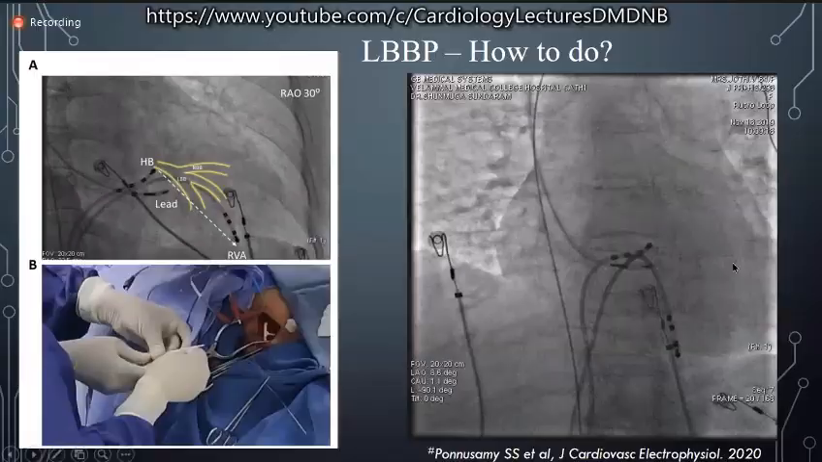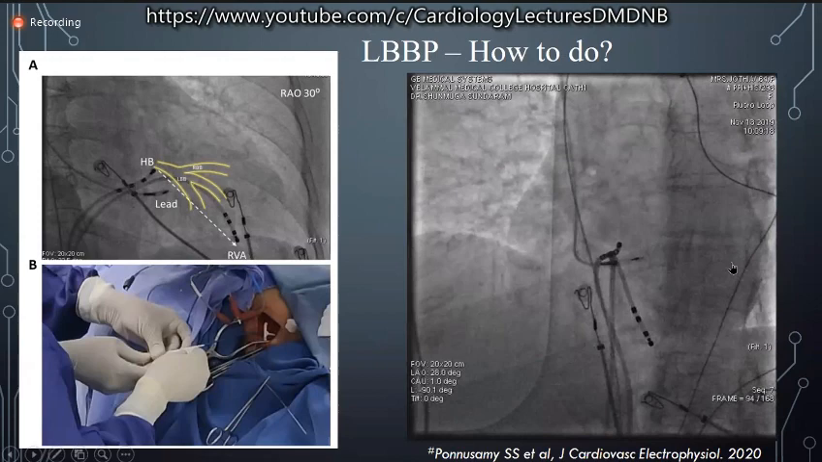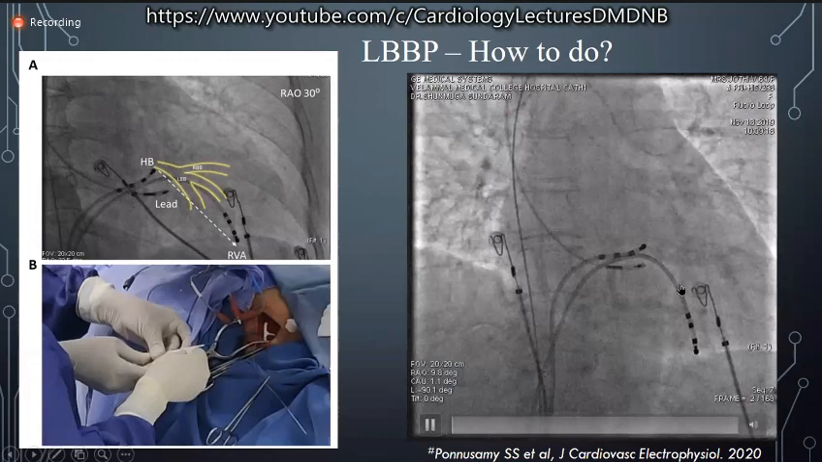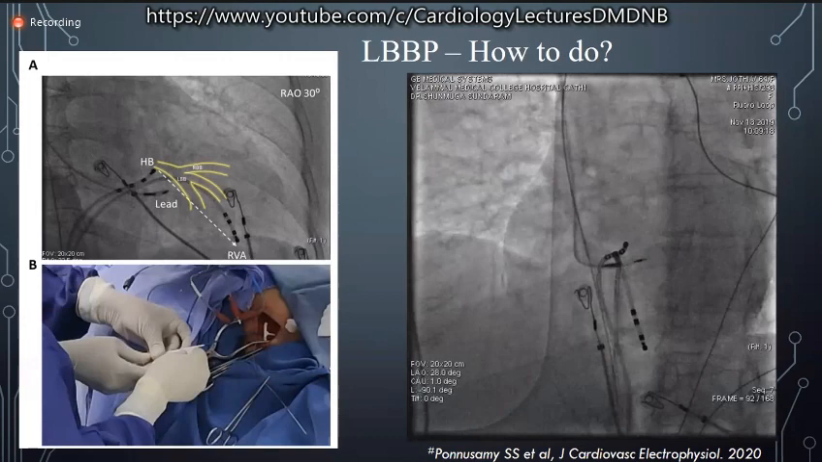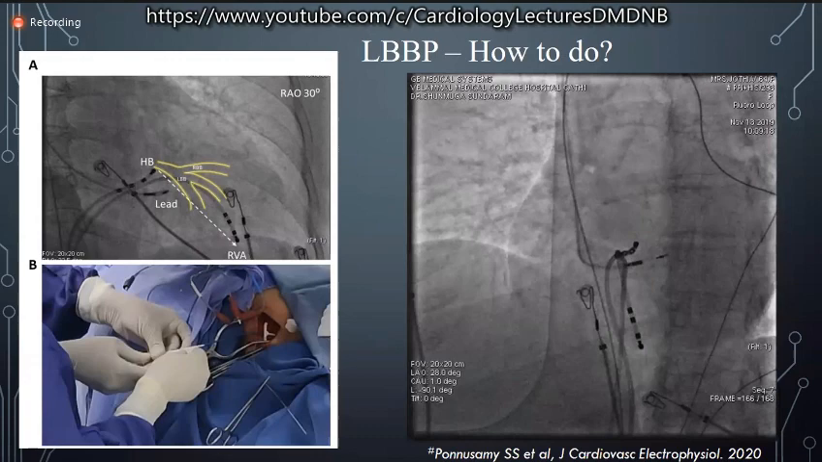And this is a video of how you plan, moving on from the RAO, ensuring that you're on the septum, and on the LAO, you start screwing in. You can see clearly the lead screwing in, going into the myocardium, going into the septal myocardium and reaching the LV side of the ventricular septum and capturing the left fascicle, the left bundle main trunk. So this is the exact site.